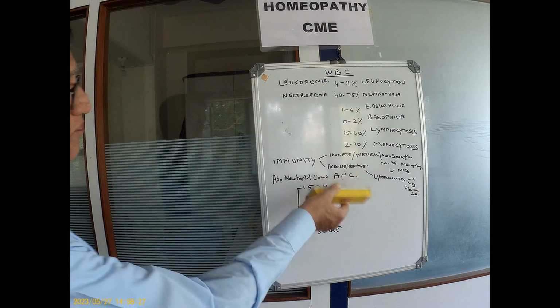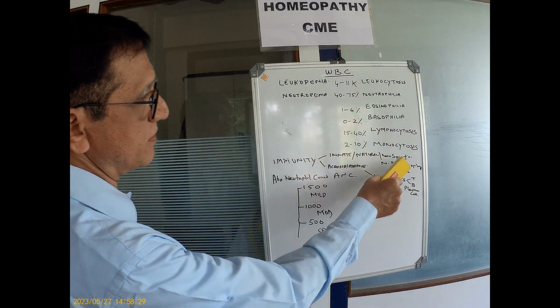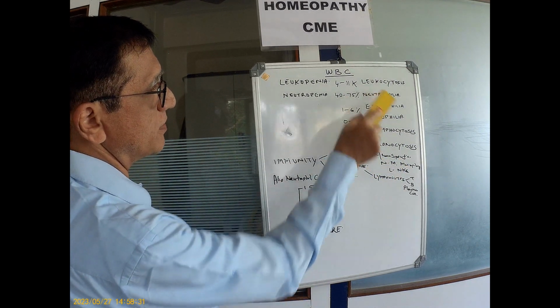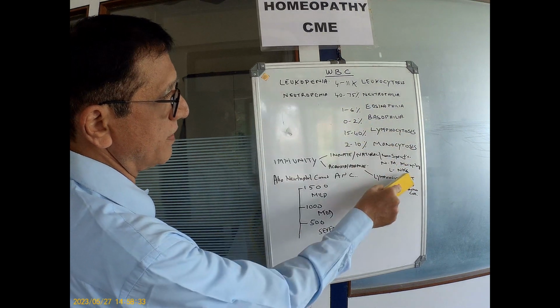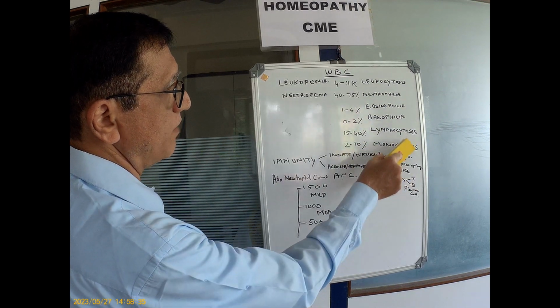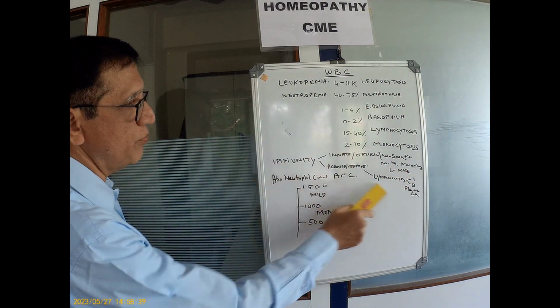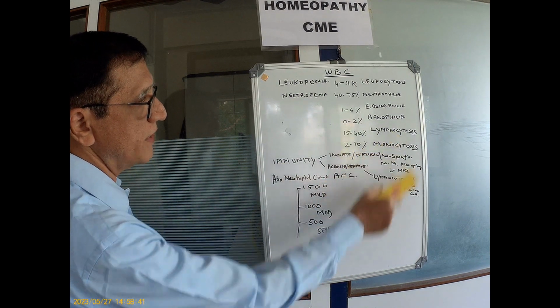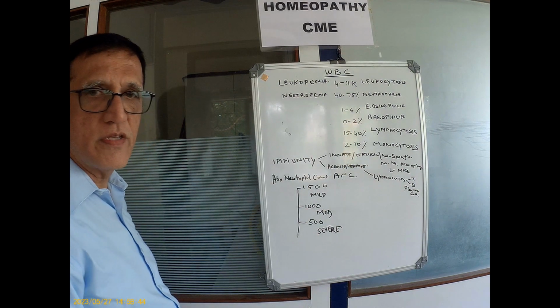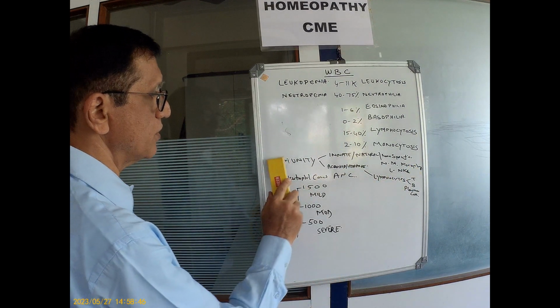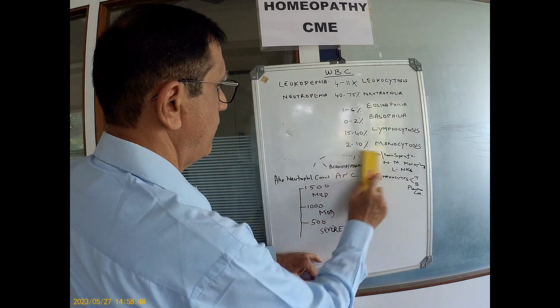And of course immunity, again innate and acquired. The innate part has neutrophils, lymphocytes, maybe natural killer cells, and monocytes. Whereas acquired immunity is only lymphocytes, and that too only T and B cells, not the natural killer cells. Okay.